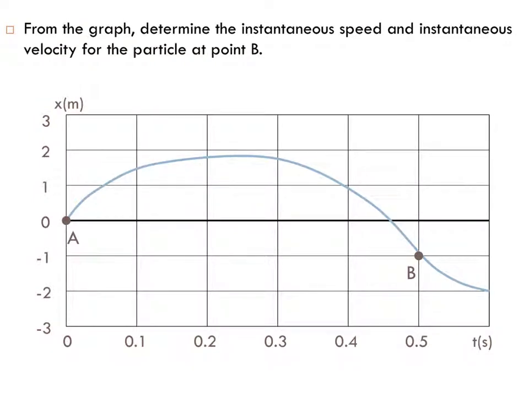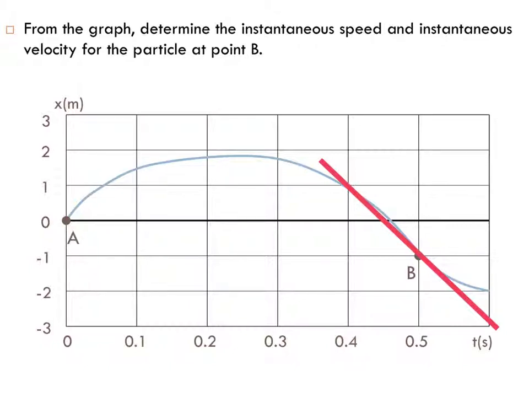From the graph, determine the instantaneous speed and instantaneous velocity for the particle at point B. So we are looking at a specific moment in time. So I start off by creating a line tangent to the curve at that point.